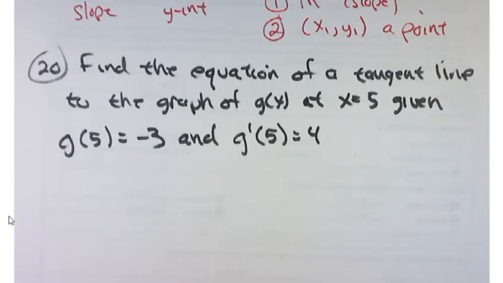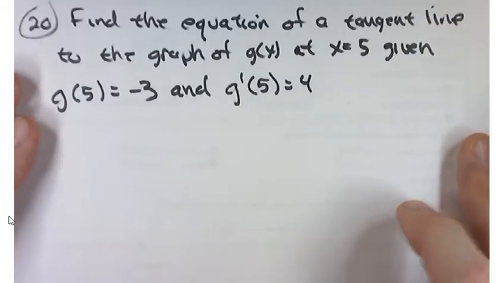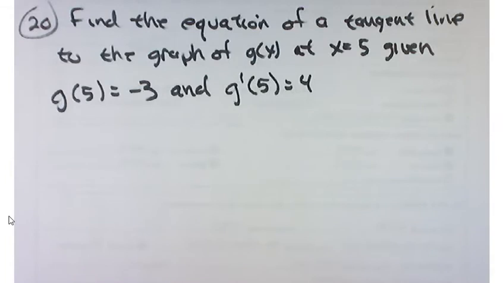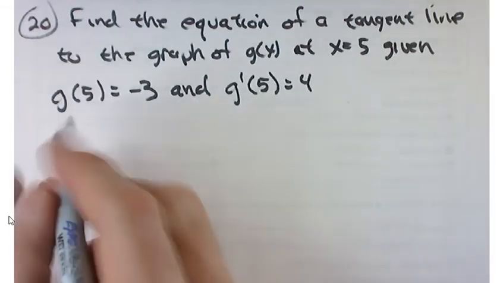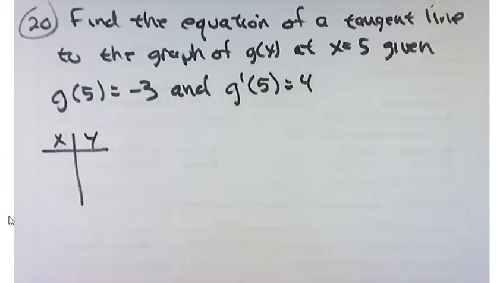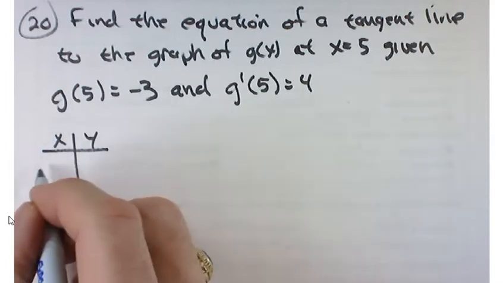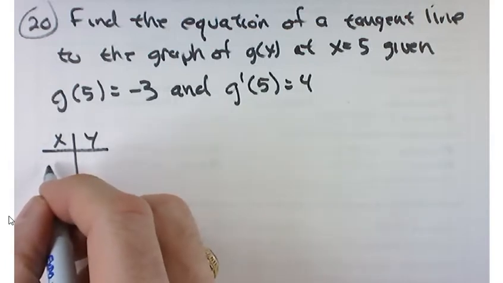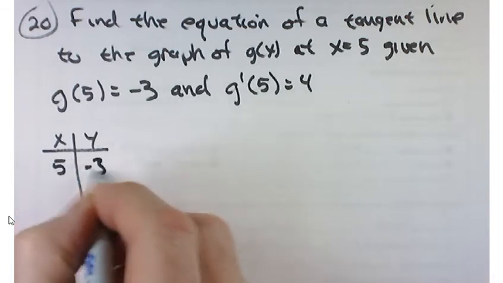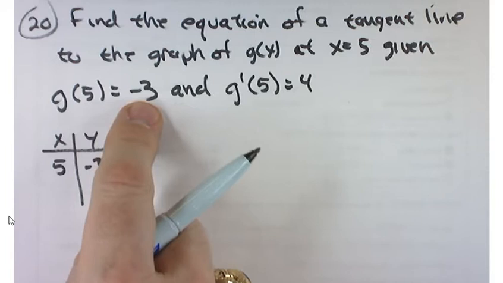Okay. Well, let's take a moment and understand exactly what we're being given here in this problem. The first thing that you're given is right here. Basically, you've got an x and y coordinate. What are my x and y coordinates here that I could put in like a little table? 5 and negative 3. At x equal 5, the function is negative 3.